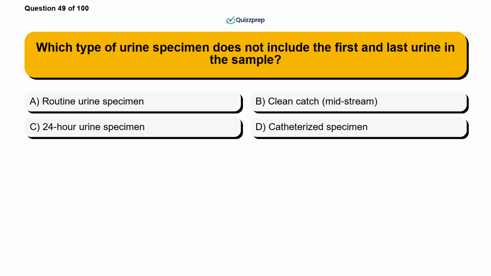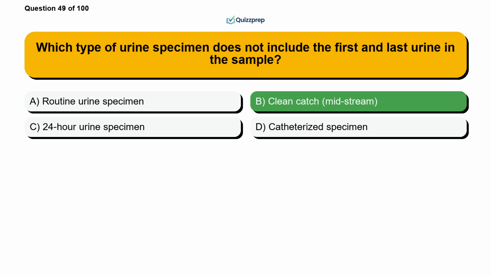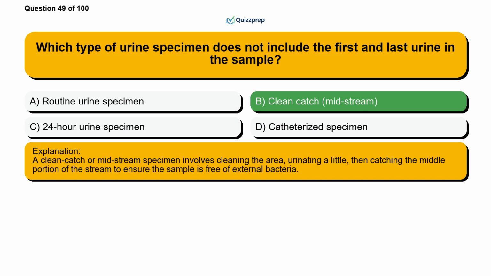Question 49. Which type of urine specimen does not include the first and last urine in the sample? Option A, routine urine specimen. Option B, clean catch, midstream. Option C, 24-hour urine specimen. Option D, catheterized specimen. The correct answer is option B, clean catch, midstream. A clean catch or midstream specimen involves cleaning the area, urinating a little, then catching the middle portion of the stream to ensure the sample is free of external bacteria.